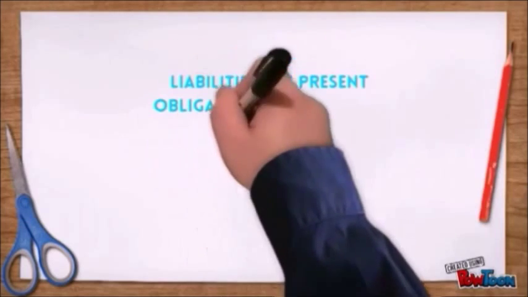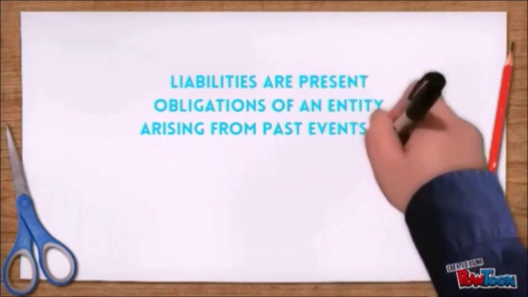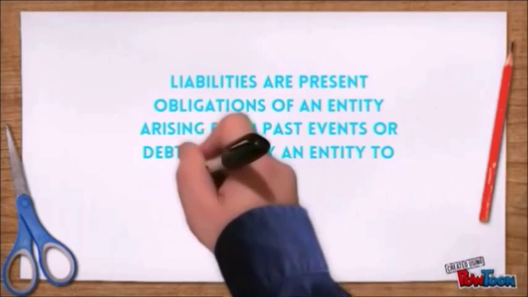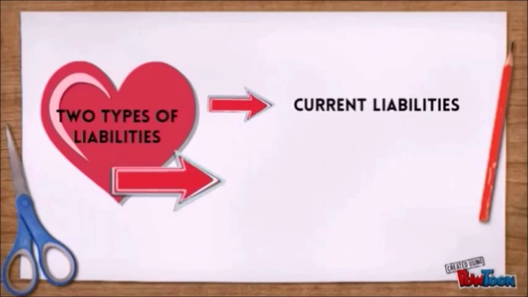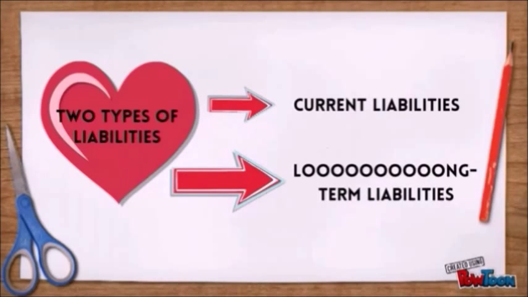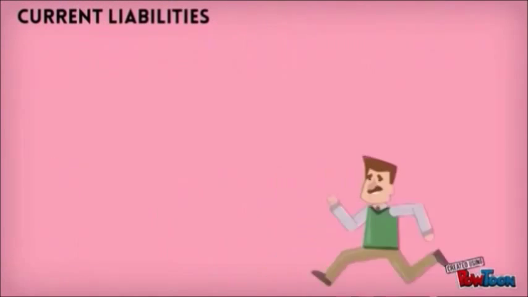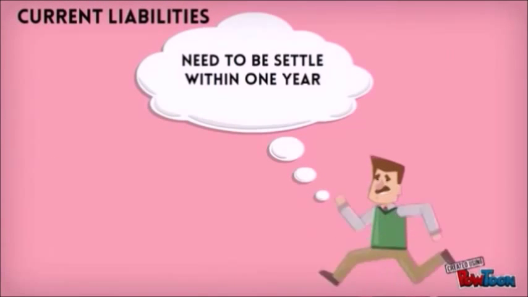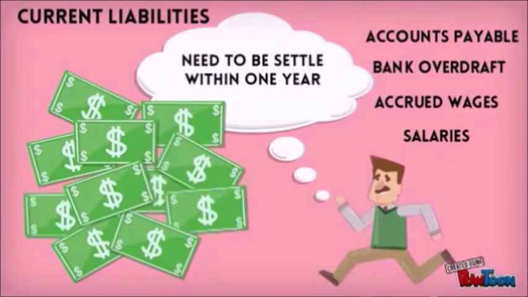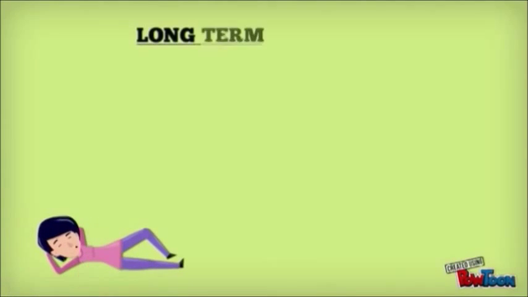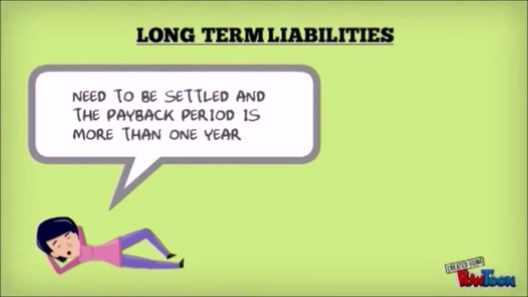Liabilities. Liabilities are present obligations of an entity arising from past events. Types of liabilities are current liabilities and long-term liabilities. Current liabilities, and long-term liabilities.